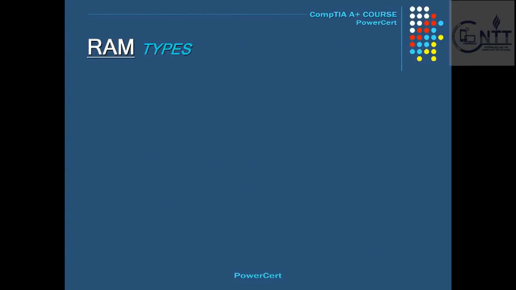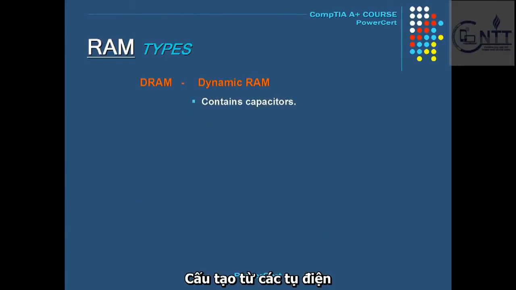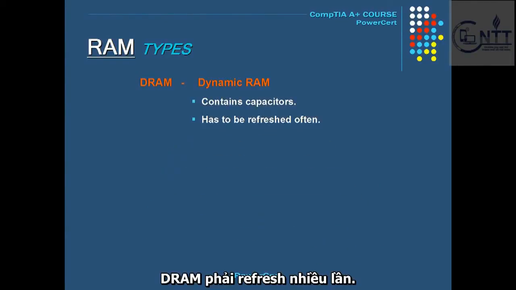RAM also comes in different types, such as dynamic RAM or DRAM. DRAM is memory that contains capacitors, and because it has capacitors, it has to be refreshed often.